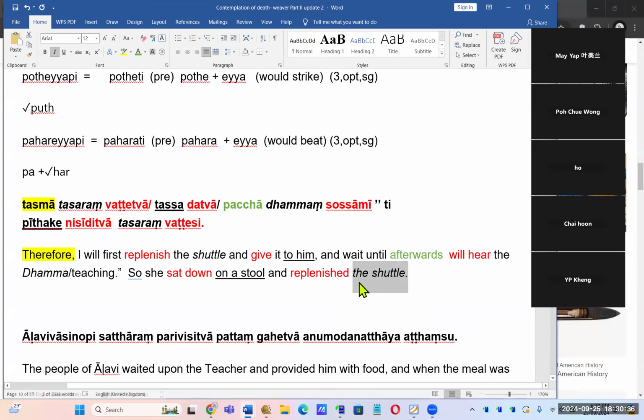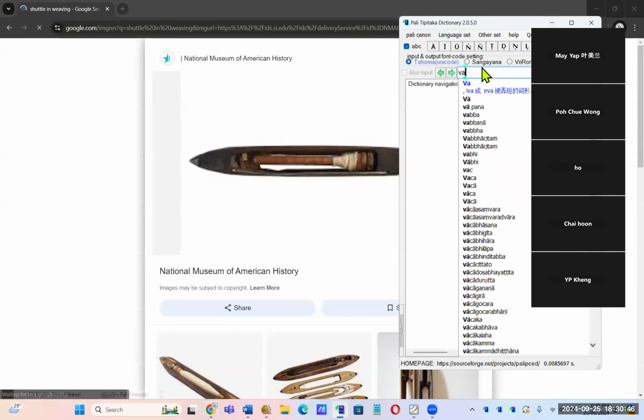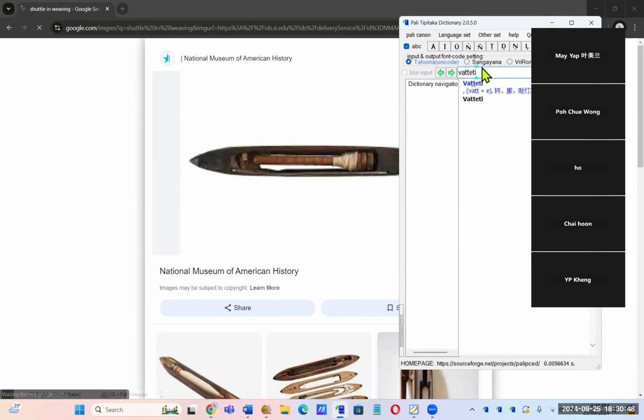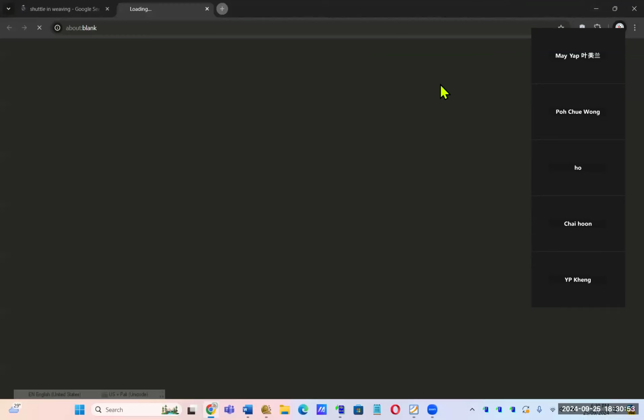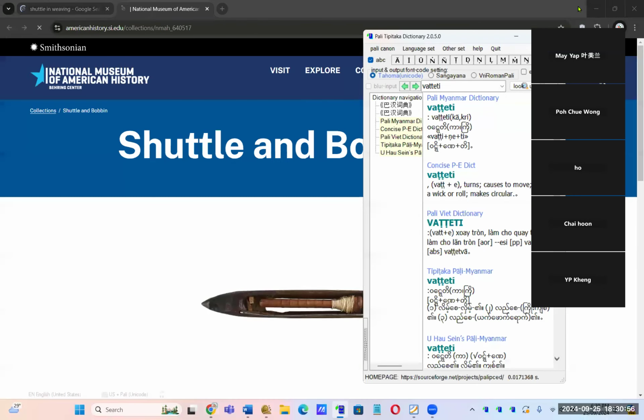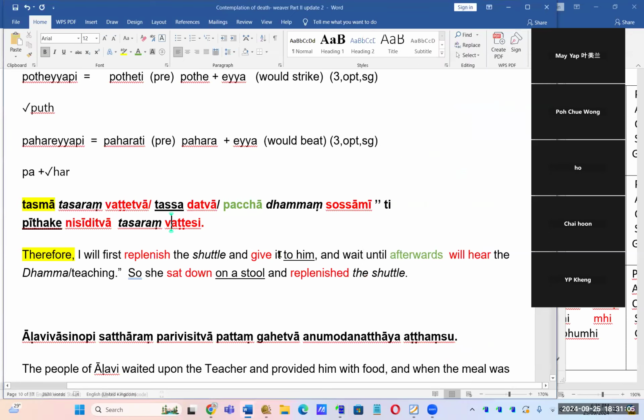Then watesi, replenish. Remember this one I said before is something to do with turning around. From the word, if you remember, when we learned Abhidhamma, we had a word like wata. Wateti. Right. It's like something you turn around and turn around. You cause something to turn around. Because when you see the shutter, you have to turn around and it can replenish the string. So this word I already analyzed before. So any new words, all right.